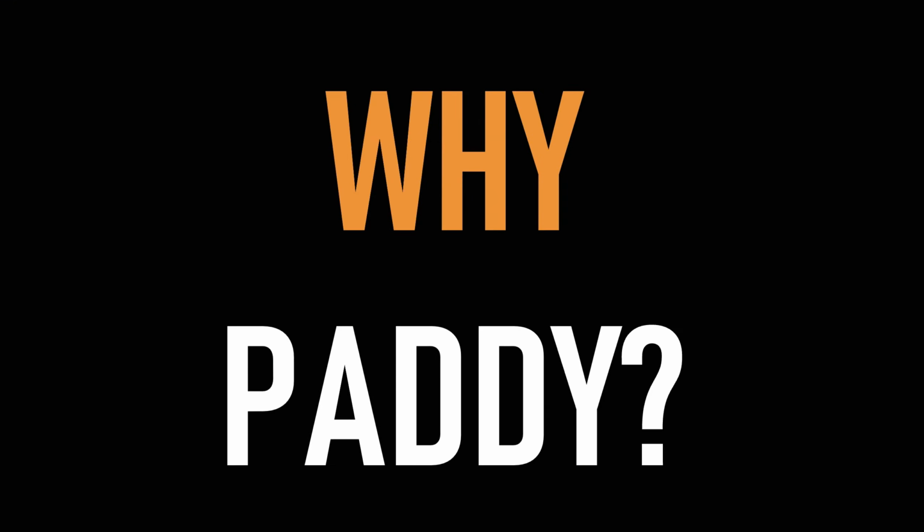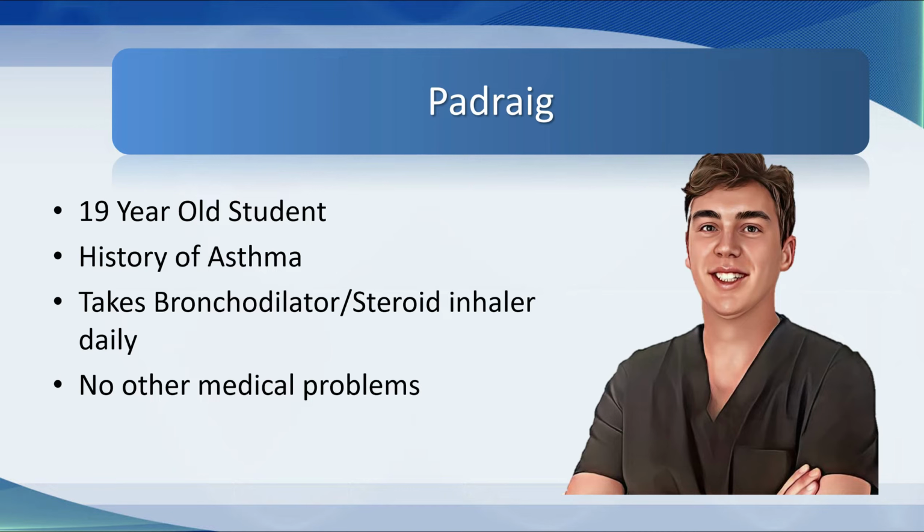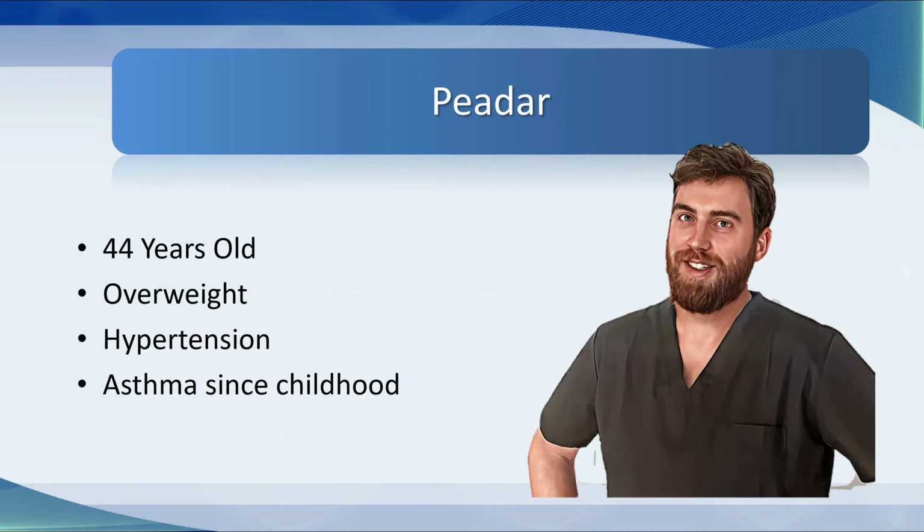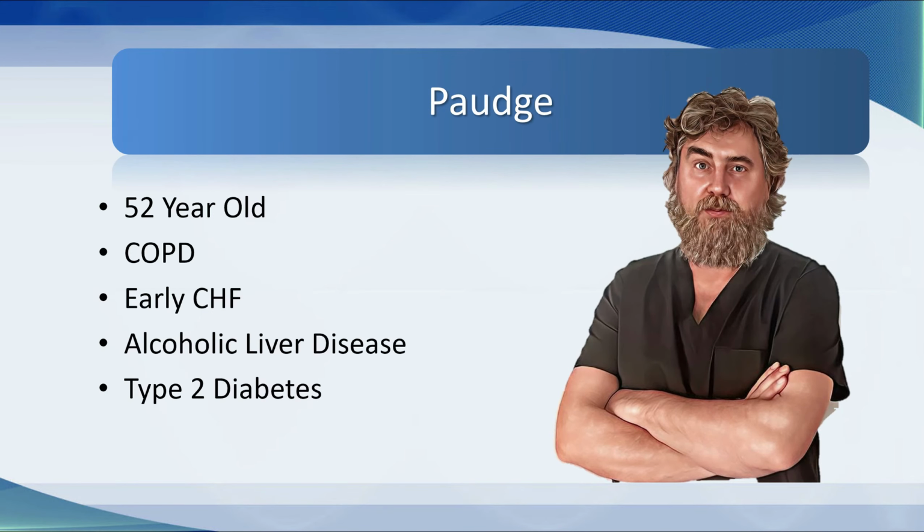Porrick is a 19-year-old student with a history of asthma, and he takes a bronchodilator and steroid inhaler daily. He has no other medical problems. Padder, his father, is 44 years old. He's overweight and hypertensive, and he's had asthma since he was a child. His older brother, Podge, is 52. He drinks a lot, has COPD from smoking, early congestive heart failure, and type 2 diabetes.